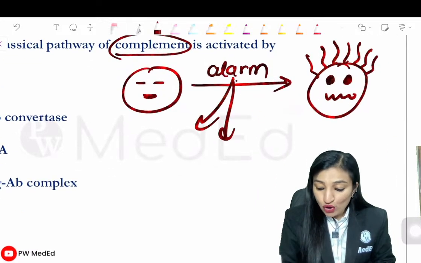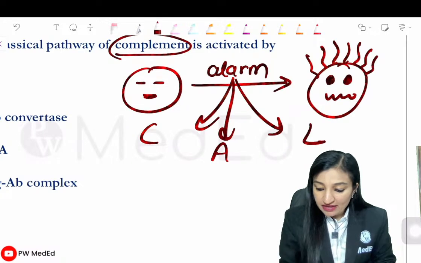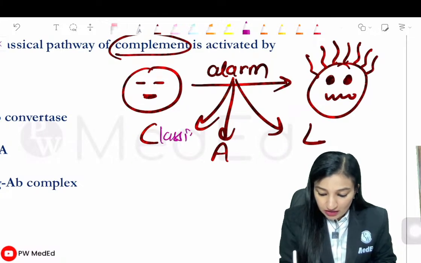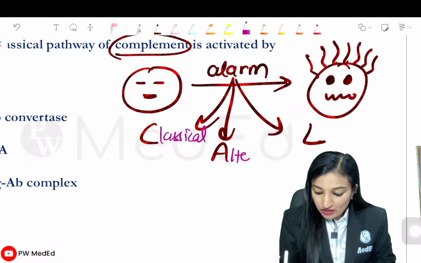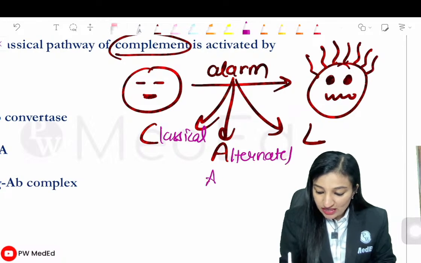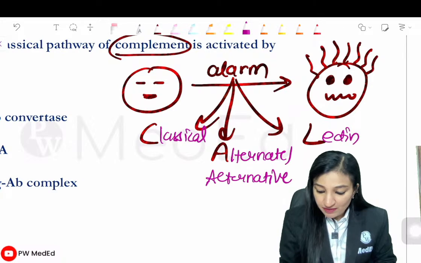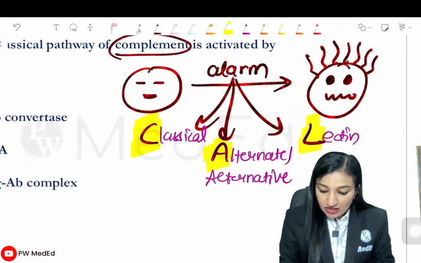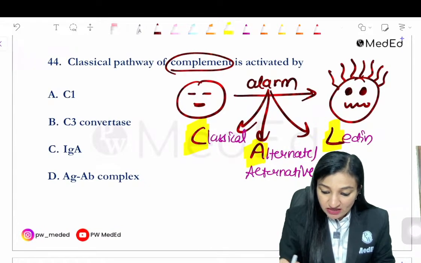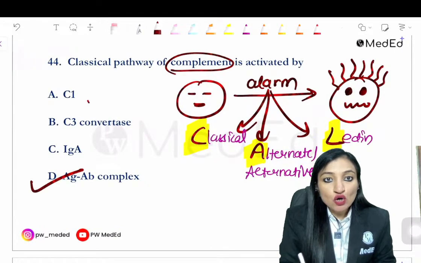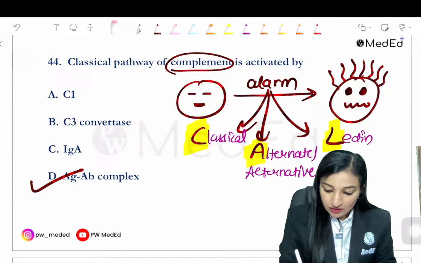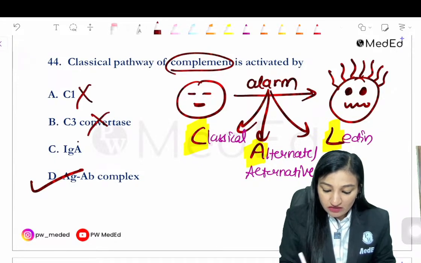So this alarm clock can be C, A, and L. That is the classical pathway. The alternate pathway, also known as the alternative pathway, and the third one is the lectin pathway. Now the classical pathway is going to be activated by antigen antibody complex. Okay, answer is option D, not C1, not C3 convertase or IgA.